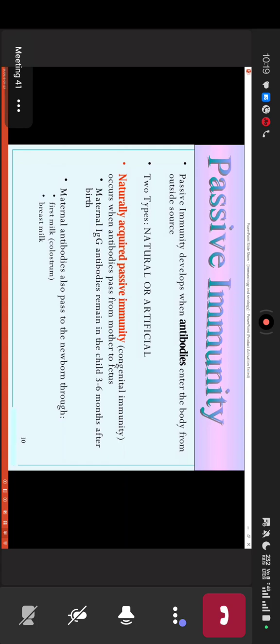Passive immunity. Passive immunity is basically the development of antibodies which enter the body from the outside.